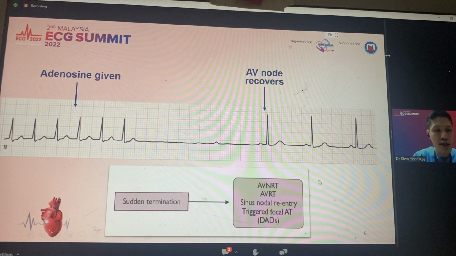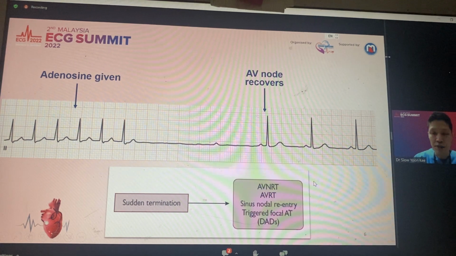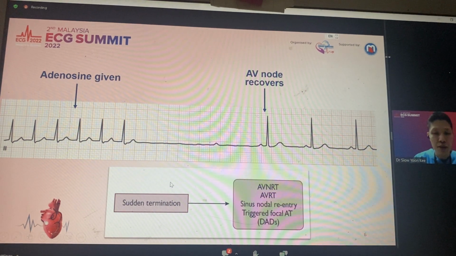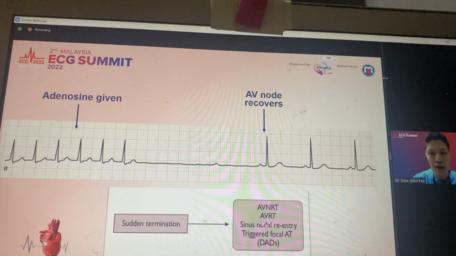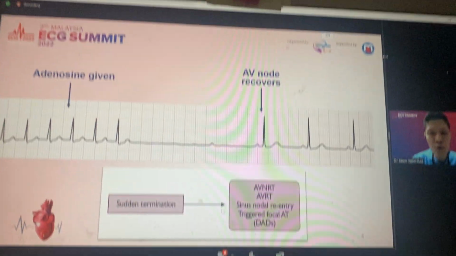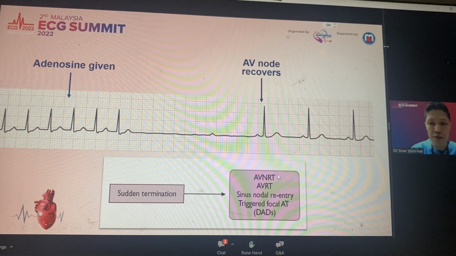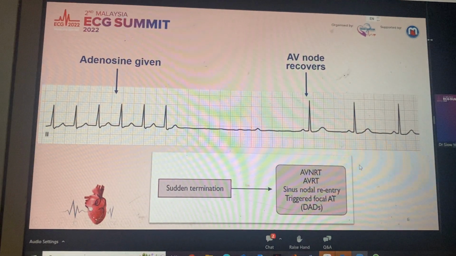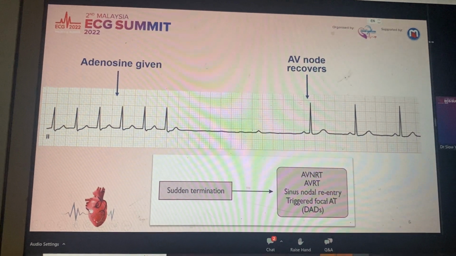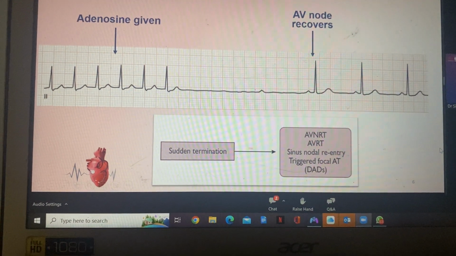If you're looking at the response to adenosine based on the table just now, if you see a sudden termination, most likely it is AVNRT or AVRT. Don't worry about the last two, they're quite rare diseases. I would like to highlight the adenosine effect on the ECG because it will be very important for us to know the underlying cause.